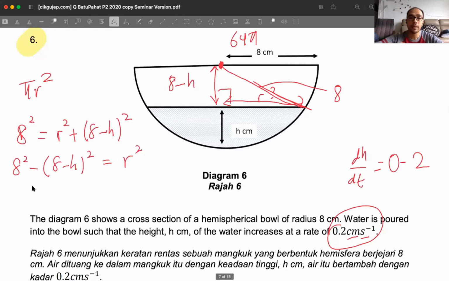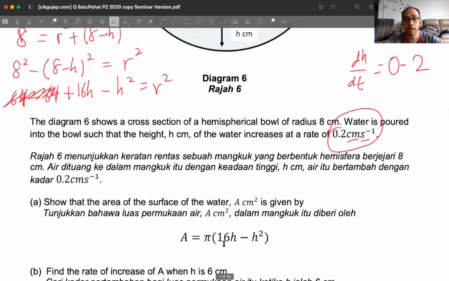So let's simplify this. This will be 64 minus 64 plus 16h minus h squared equals r squared. 64 minus 64, gone. So I get r squared equals 16h minus h squared. And therefore, 16h minus h squared is the r squared.